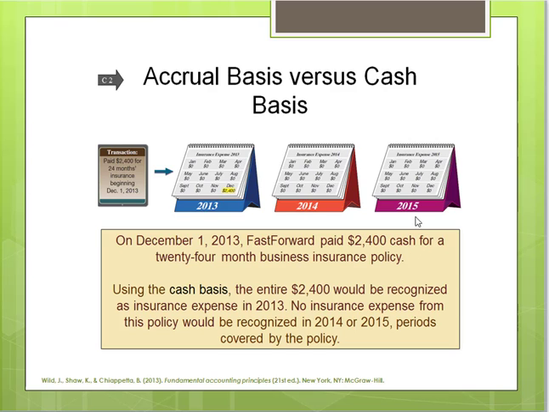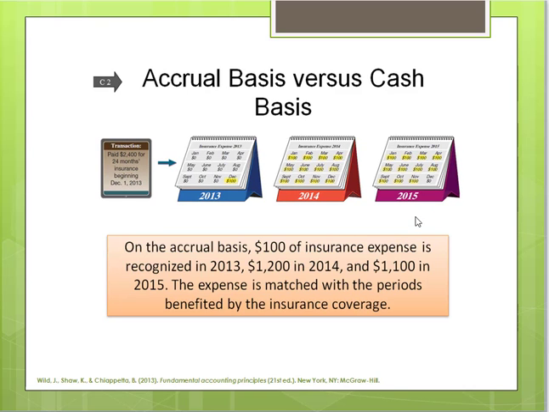Now, if we were using the cash basis, we would expense the entire $2,400 as insurance expense on December 1st when we pay the cash. Therefore, we would recognize no expense related to this insurance policy in 2014 or 2015, which are clearly covered under the policy as it spans a full 2 years. So that's how we would treat the entry under the cash basis. On December 1st, 2013, we would debit insurance expense for $2,400 and we would credit cash for $2,400.